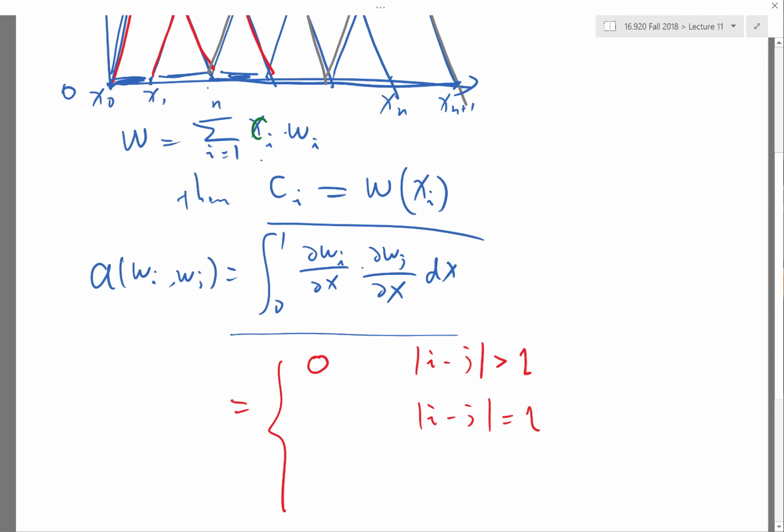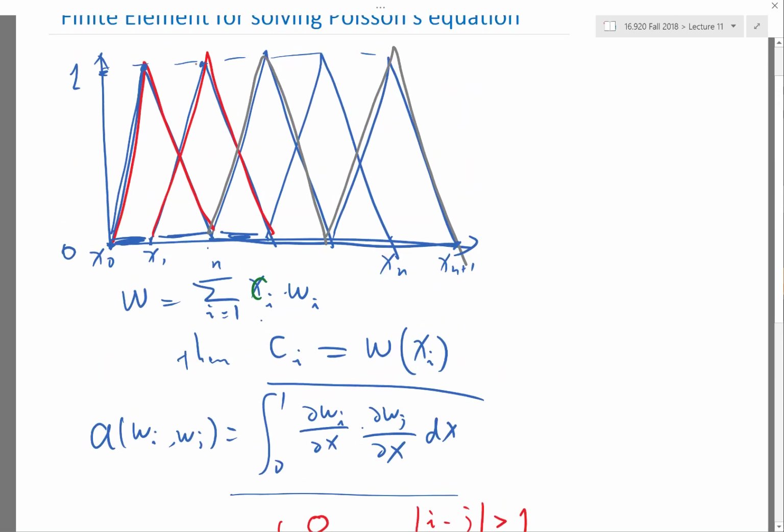If you look at the red pair, this function is actually 0 over here, while this function is actually 0 over here. So you only need to consider this interval or this element over which both functions are non-zero. And then what are the derivatives of these two functions?